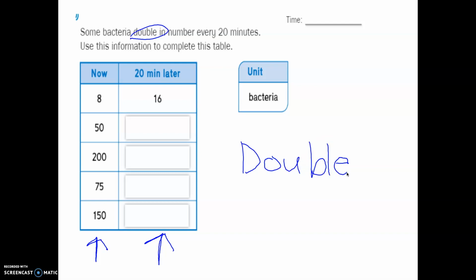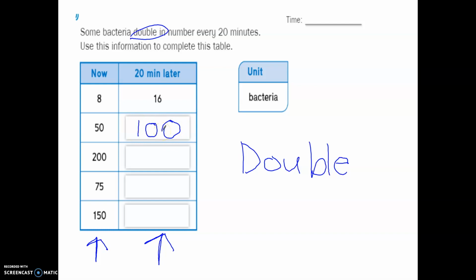So when I look at that, I think there's a couple different ways I can do that. 8 plus 8 is 16. Or 8 times 2 is 16. Either way, it's 2 8s. So it must be two 50s. So 50 doubled is 100.